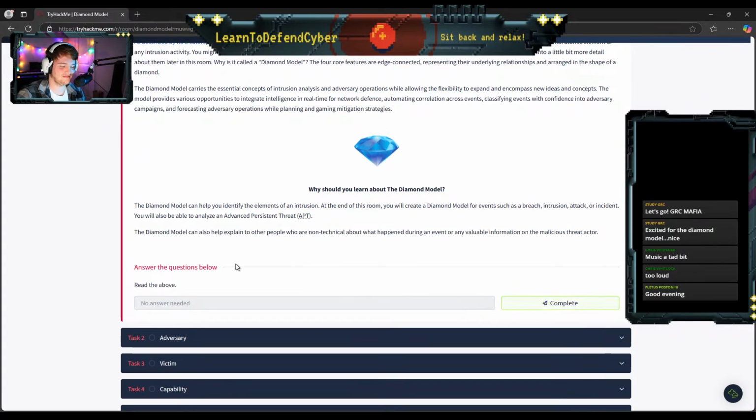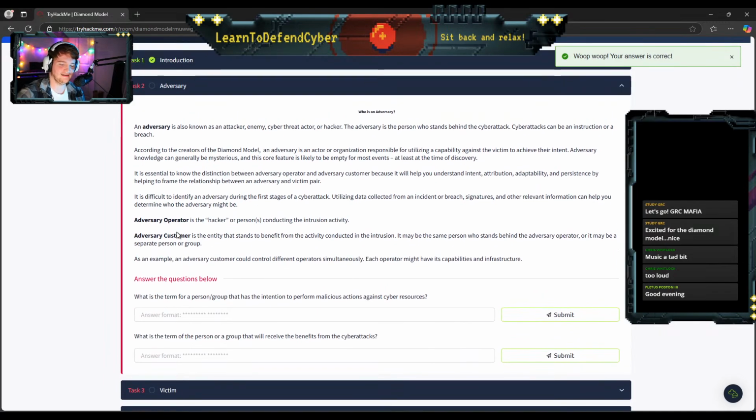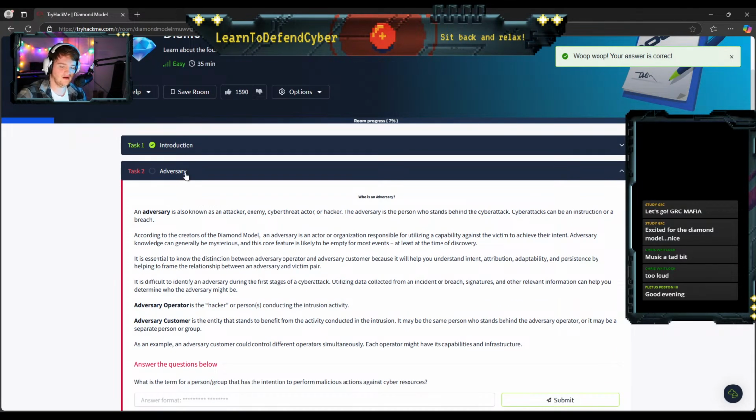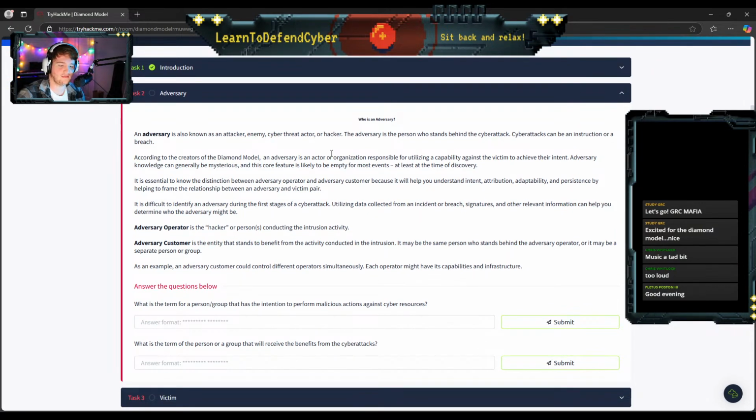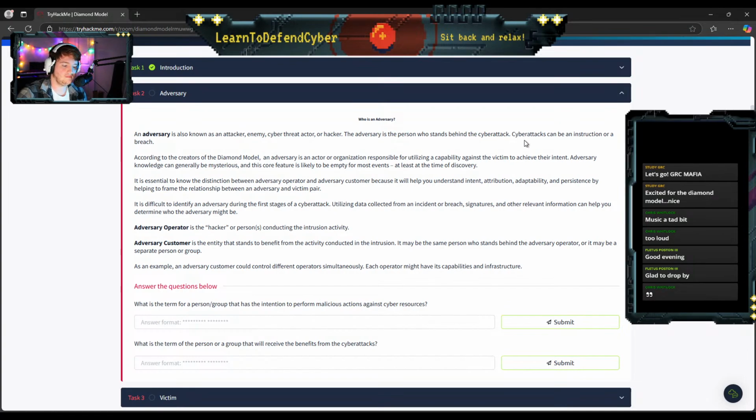All right, so let's dive into it. Adversary. This is one of our four main tenets, right? You have the adversary, known as the attacker or the enemy, the cyber threat actor or hacker. Anybody who wishes to do you harm in some way, even if it's just poking around in your environment, if it's malicious, that is technically an adversary. Even if somebody is not trying to be adversarial, you may have an insider threat who's just doing stuff to goof around, still technically an adversary. It can be an intrusion or a breach. That's what they're talking about, cyber attacks there.